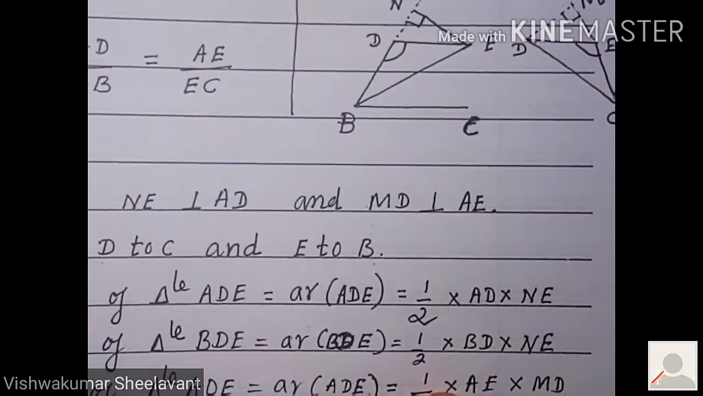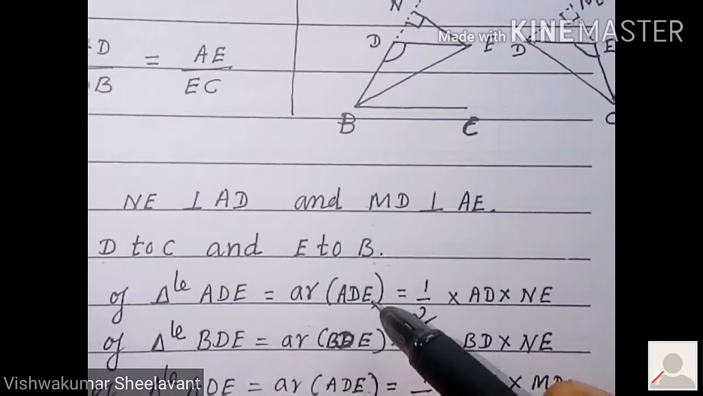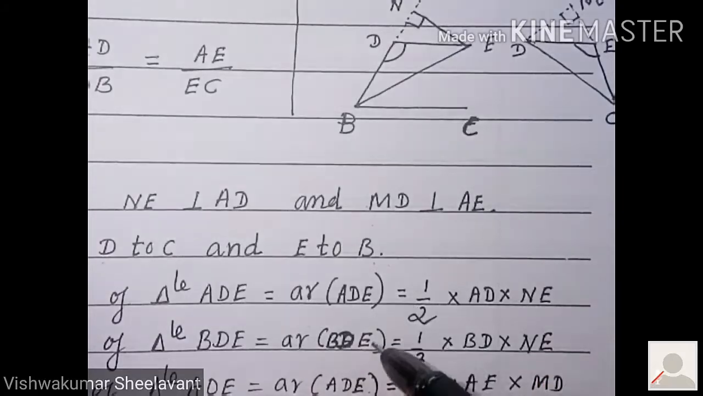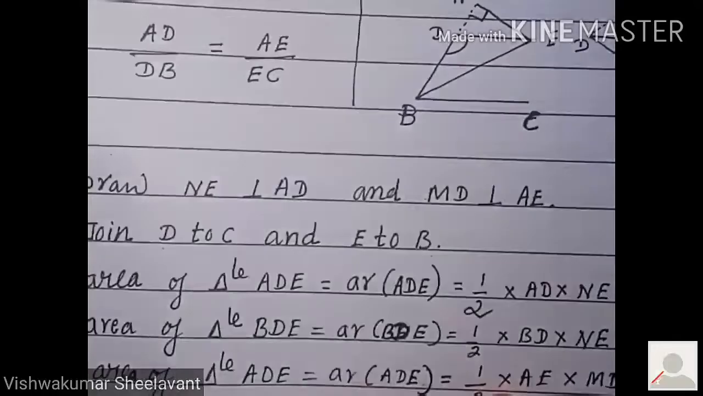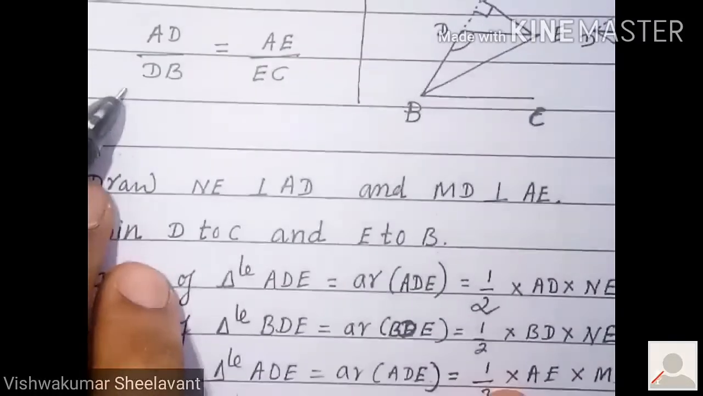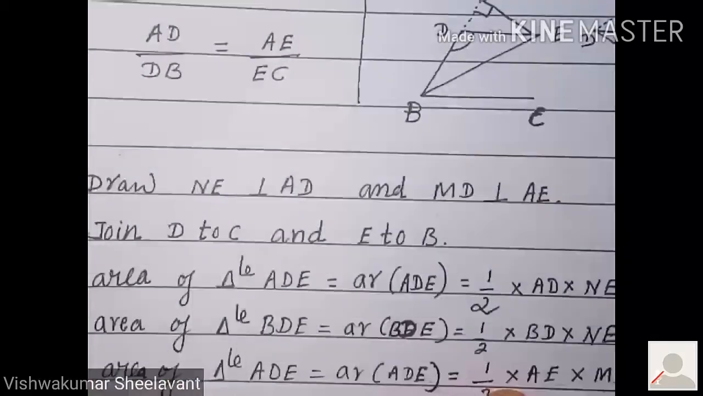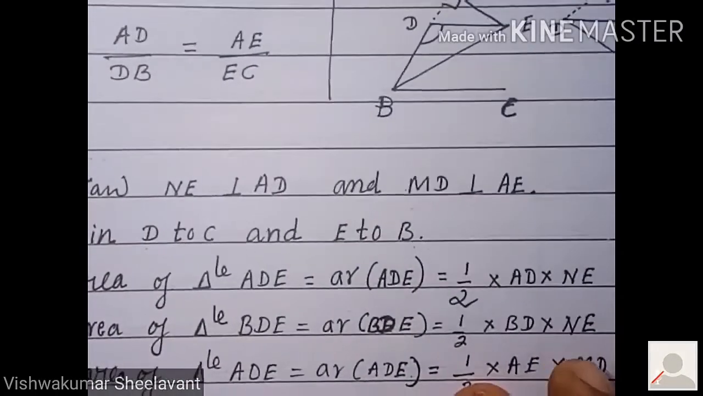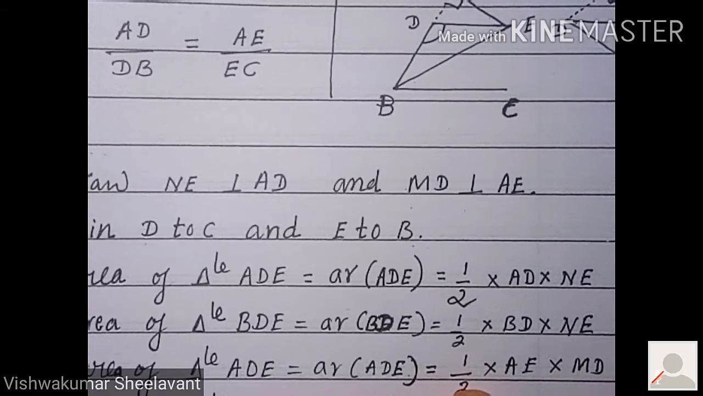If I take the ratio of area of triangle ADE to BDE, then half will cancel, NE will cancel, then I get AD by BD. BD means what? DB only. BD and DB are not different, both are the same, and that is here. That is why we have to take ratios of areas of two triangles.